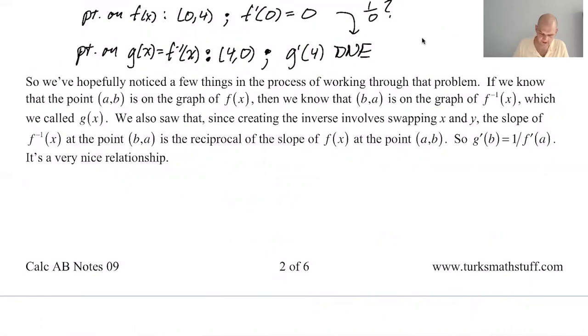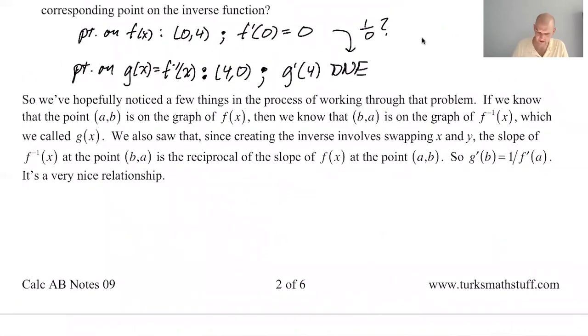So let's just go through this and then we'll call it a video. So I do this all the time. If we know that AB is on the graph of f of x, then BA is on the graph of f inverse. That's really important. You switch them, right? And then if we know the slope at x equals a, what are we doing here?